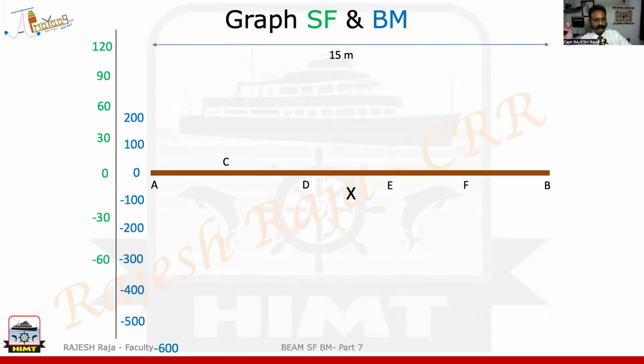I've already taken the scales. You can see green is for SF and blue is for your BM. Let me start with SF. These are the values from the tables. You can have a look at the tables here. This is how it is coming.